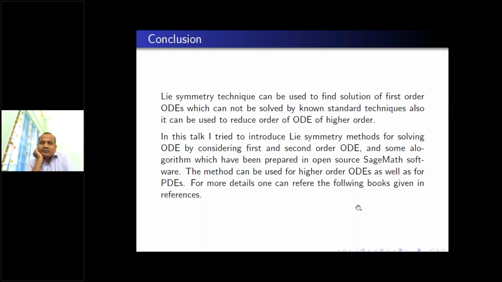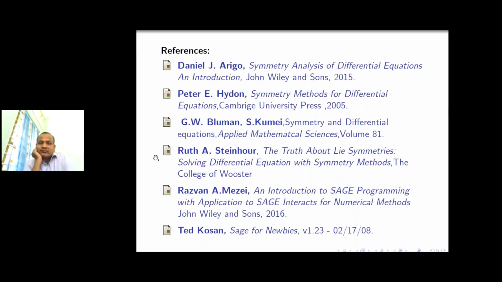So these are the references. This is the book of Khare, Symmetry Analysis of Differential Equations: An Introduction. This is Peter E. Hydon's book, Symmetry Methods for Differential Equations. Third is Bluman and Kumei's book, Symmetries and Differential Equations. This is Ruth A. Stenhouse. In this book, he has given many solved examples in detail, four to five examples.